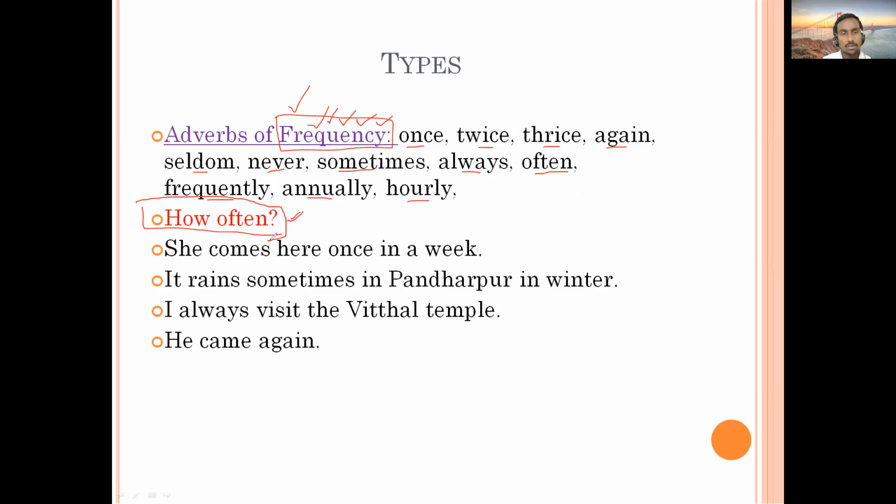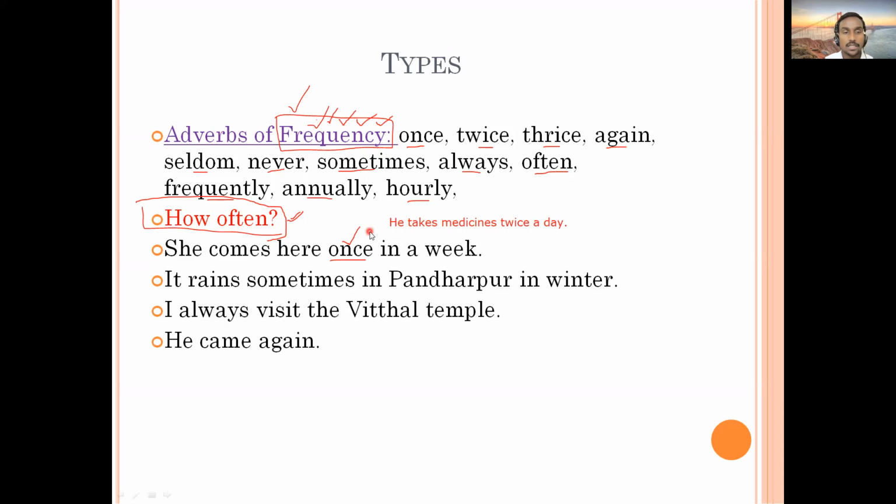So you can see some examples. She comes here once in a week. So the word once talks about how often she comes here: once in a week. Something like that you can ask, or you can make other examples like this. He takes medicines twice a day. When you say twice a day, the word twice is adverbs of frequency. How many times? How often? Twice.